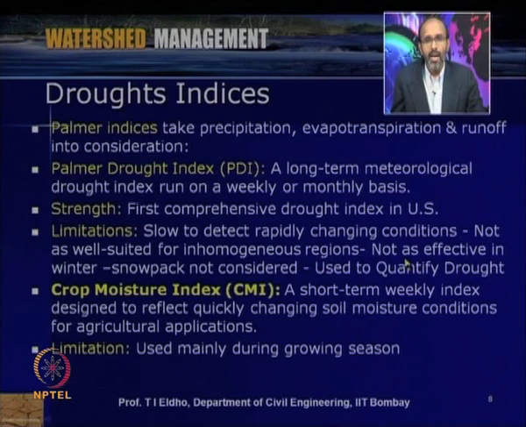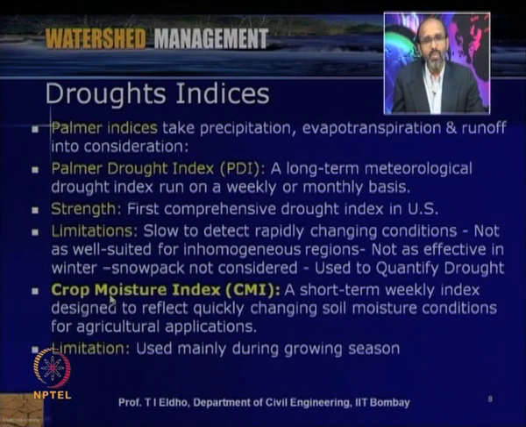Then this Palmer index is not as effective in winter. Especially in the summer season, the Palmer index has been found to be very effective, but whenever there is winter, snowpack or snowfall, then this index has been found to be not so effective. So, as we discussed, this Palmer drought index is used to quantify the drought in terms of a number. So, that we will be discussing later, the Palmer index.